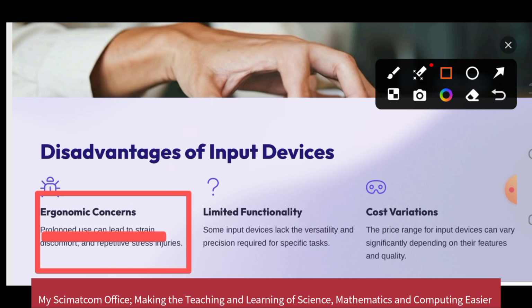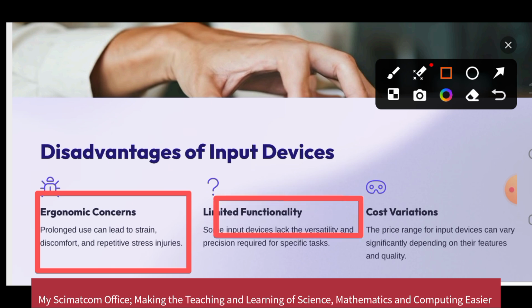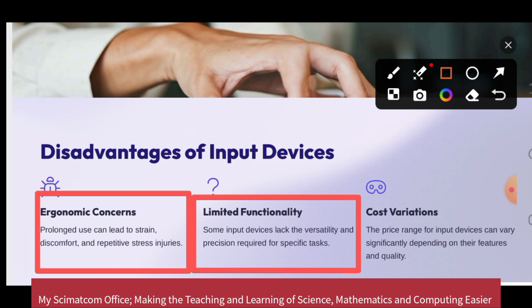Prolonged use can lead to strain, discomfort, and repetitive stress injuries. So prolonged use of input devices can bring this as well. Then the second one is limited functionality. Some input devices lack the versatility and precision required for specific tasks. In the olden days, the keyboard was used for the mouse. Now we have the mouse and other things. Even though we have all these, some of their functions are limited, so we need others to help them function wholly or in full.